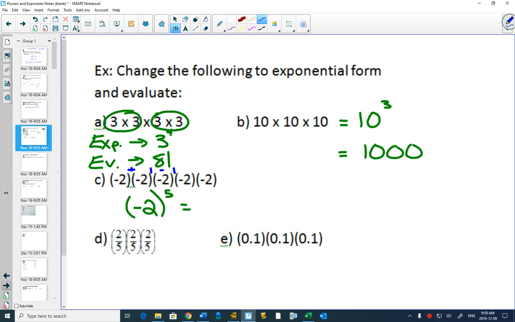Negative 2 times negative 2, positive 4. Times another negative 2, negative 8. Times another negative 2, positive 16. Times another negative 2, it's going to end up being negative in the end.